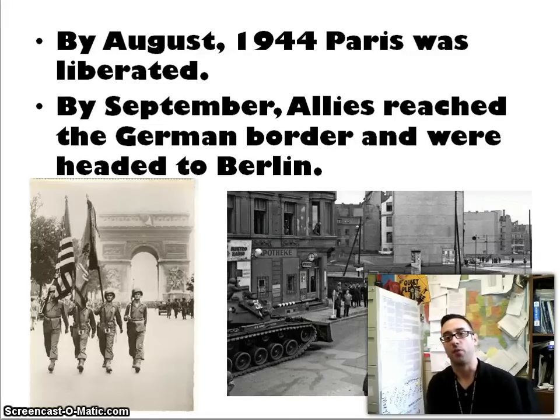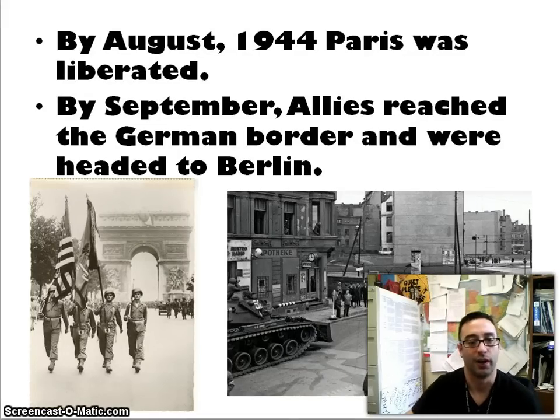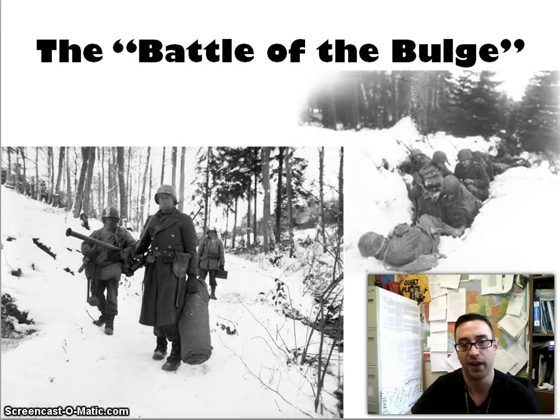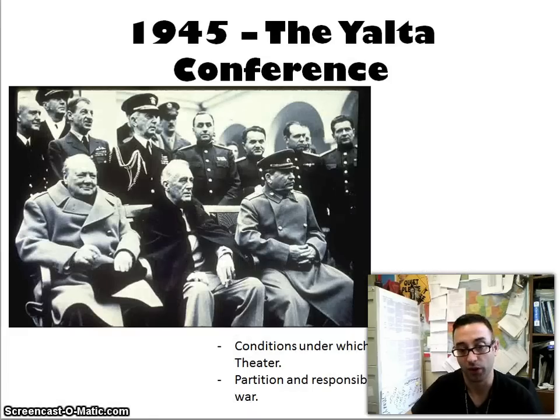By August 1944, Paris was liberated. By September, the Allies reached the German border and were headed to Berlin, but not without one last fight at what's called the Battle of the Bulge, where the Nazis try to repel the American advance. You see the Yalta Conference, in which some of these same ideas from before, the partitioning of Germany, are mentioned again, and that Stalin would enter the Pacific Theater. At this point, it's pretty much the beginning of the end.